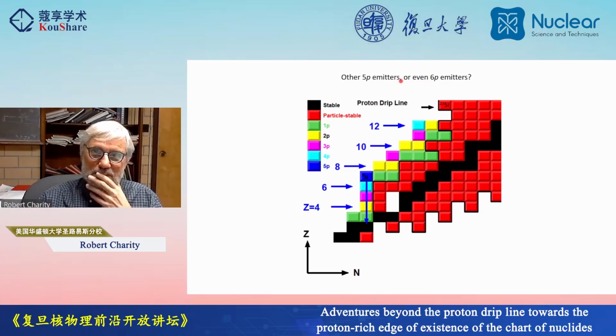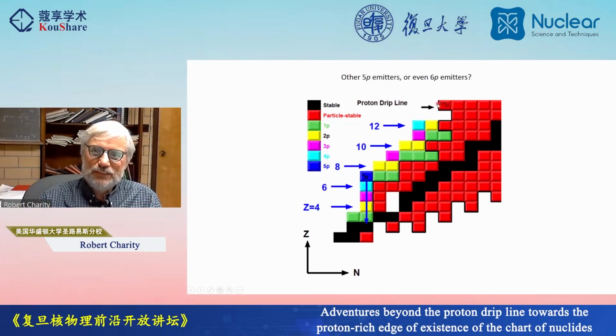Are there other 5 proton emitters? Are there 6 proton emitters? Well, it's easy to find candidates. You just have to start at a bound nucleus, and if you want a 6 proton emitter, you just add 6 protons, 1, 2, 3, 4. That would take you up here. So if you could make this silicon isotope, and its width is not too large so that you could actually identify it, it would be a 6 proton emitter. But this is a bit too far from the proton drip line.